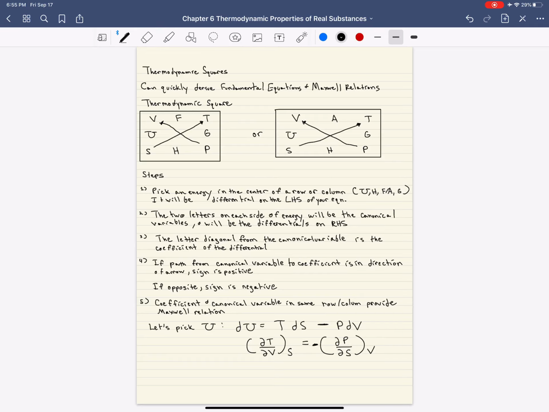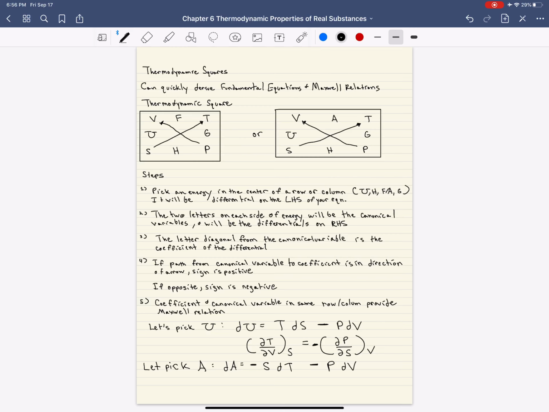That's what we did for U, but now let's try one that we're less familiar with: the Helmholtz energy. For Helmholtz, it's here, dA. On each side of it are the canonical variables T and V, so dT, dV. If we go diagonal, the coefficient for T is S, the coefficient for V is P, and in both cases we went against the direction of the arrow, so both of these are negative.